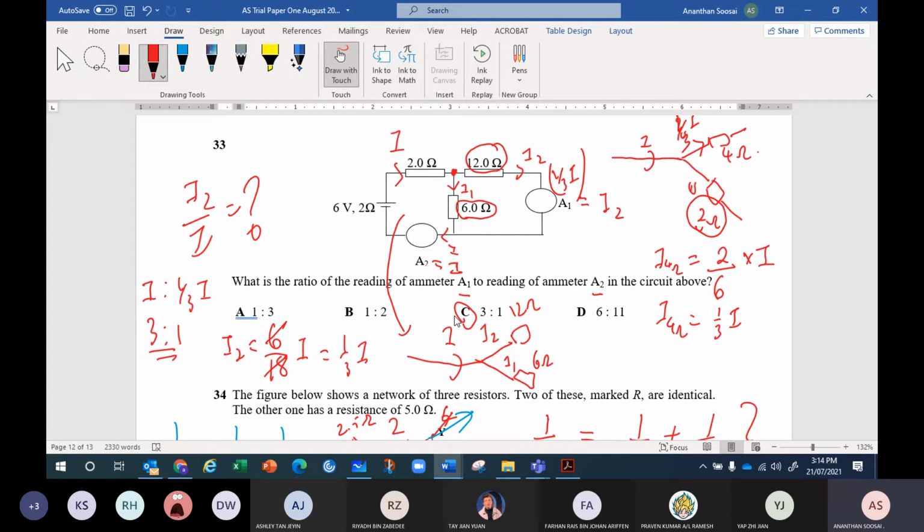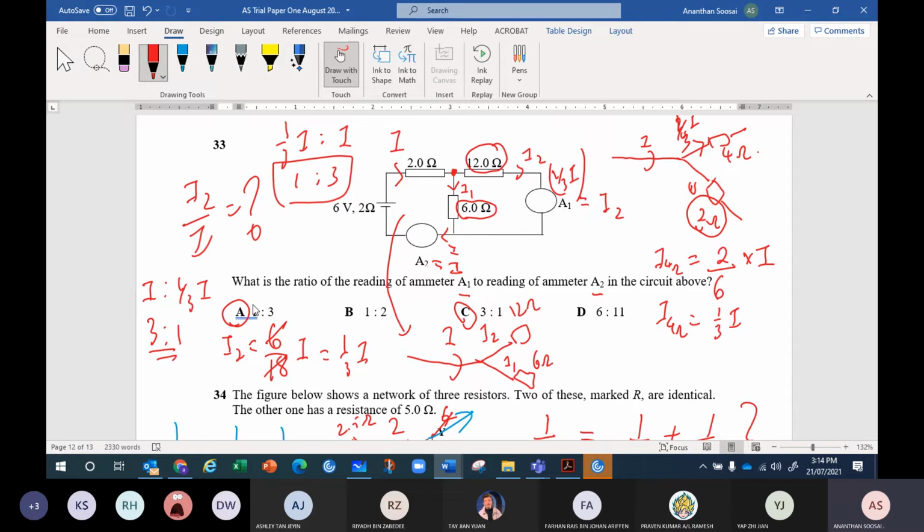Okay, Ashley, any part you don't understand? I think okay, but then the answer is A. Oh, they want A1 to A2. I did A2 to A1. A1 to A2, 1/3 I to I, so you get 1 ratio 3. So A.